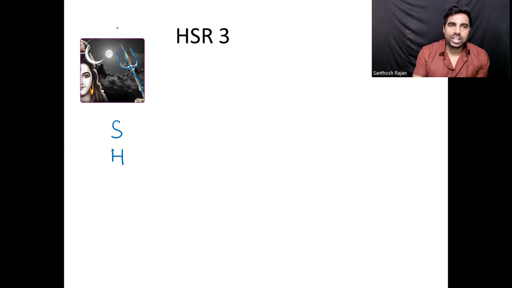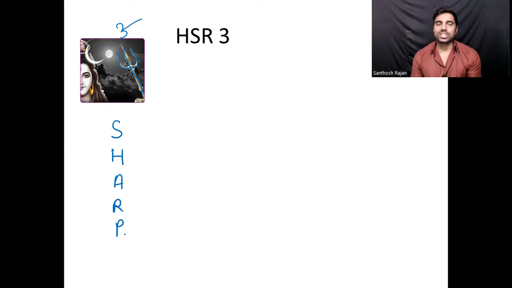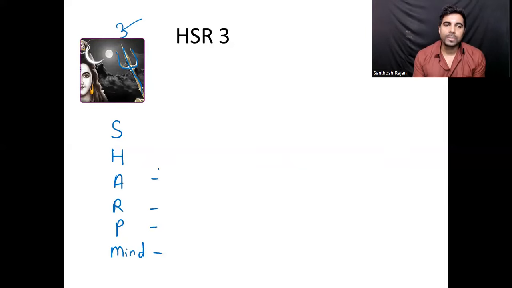This is looking like a three, a three-pronged trident. So S-H-A-R-P, sharp. You see, a lot of mnemonics. I know so many subjects. That's what I do, I make things even more picturized so that you'll never forget even the shortcut. Three means you have to remember Lord Shiva, and then three will come. So Lord Shiva has a sharp mind. However you want, you can remember, it's up to you. But this is what I remember and I never forget it.